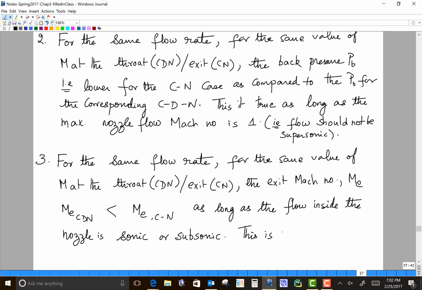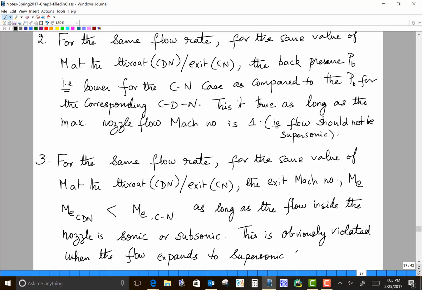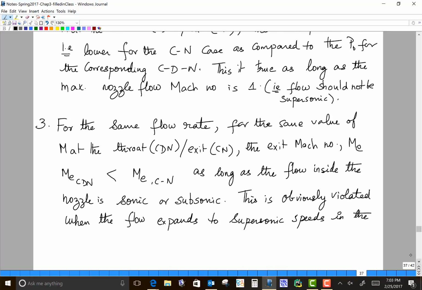This is obviously violated when the flow expands into a supersonic flow, to supersonic speeds in the diverging section of the diverging nozzle.